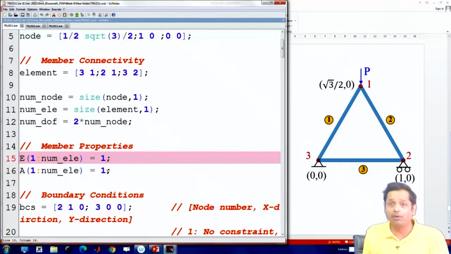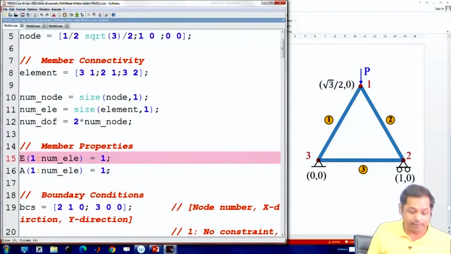We want to validate this code, and how to validate it? We have already done the manual calculation for this truss, and in this manual calculation the forces and the displacements are written in terms of AE, where explicit values of A and E are not given. That's why it is kept as 1, so that we can validate. We can compare our results with the manual calculation results.